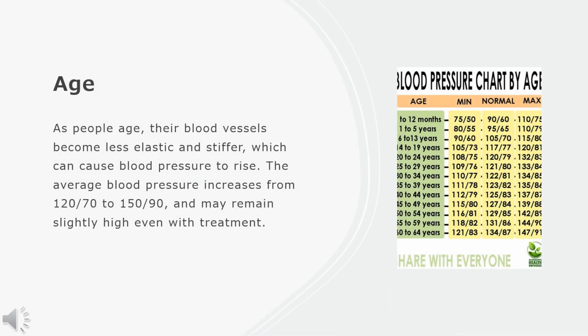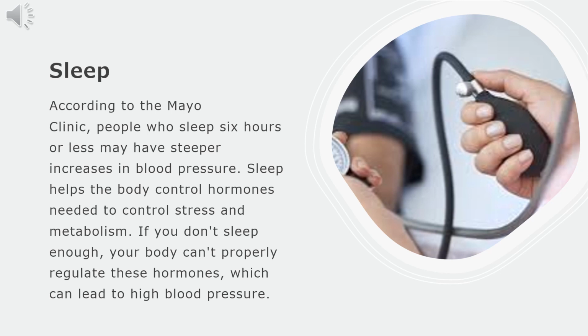As people age, their blood vessels become less elastic and stiffer, which can cause blood pressure to rise. The average blood pressure increases from 120/70 to 150/90, and may remain slightly high even with treatment. According to the Mayo Clinic, people who sleep 6 hours or less may have steeper increases in blood pressure. Sleep helps the body control hormones needed to control stress and metabolism. If you don't sleep enough, your body can't properly regulate these hormones, which can lead to high blood pressure.